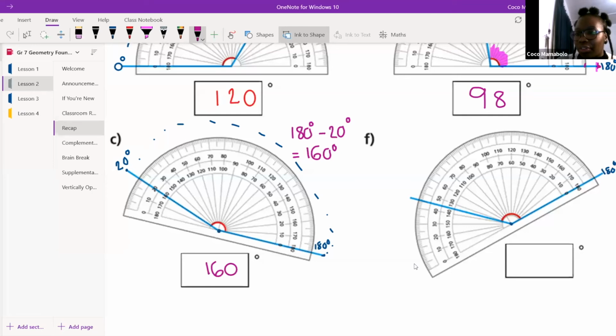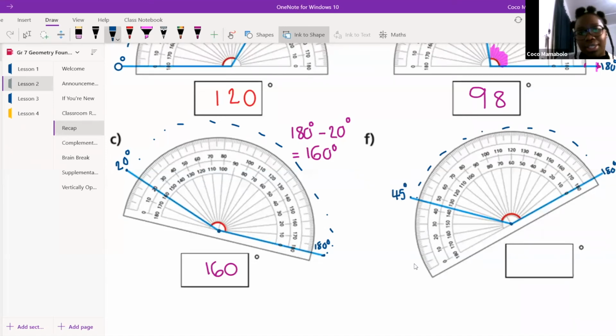Now, if we look at this one over here, I want you guys to tell me in the chat. It starts at 180 degrees. Where does it go to? It goes all the way around. Where does it stop? What is this angle over here? Can you tell me in the chat? It's between 40 and 50. Don't forget my degrees. Yeah, good. It's at 45 degrees.